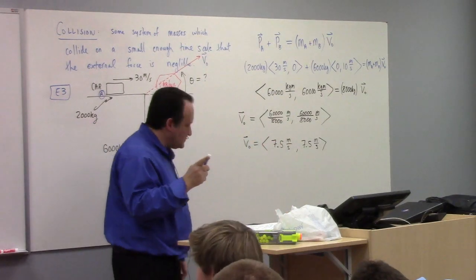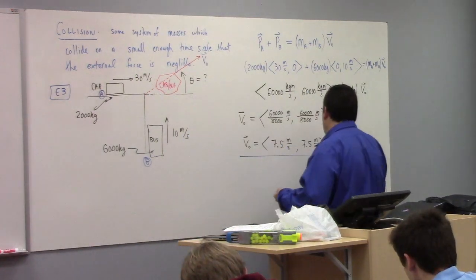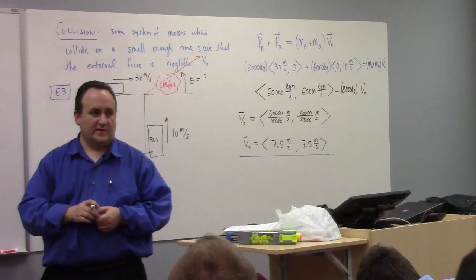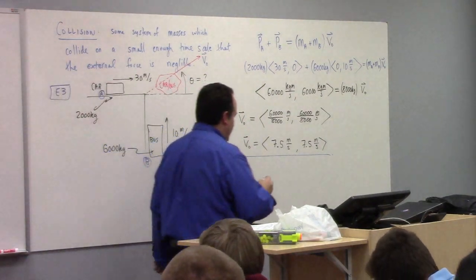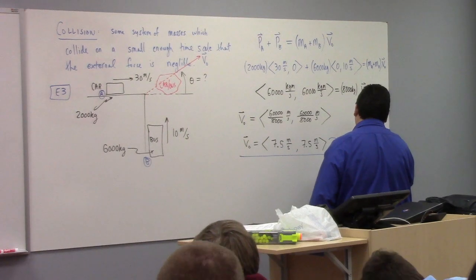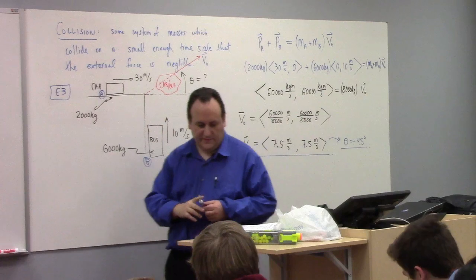Okay, so there you go. That's the velocity. So what's the angle? We shouldn't need to pick up a calculator for this one. So theta is 45 degrees, of course. So yeah, there's that.